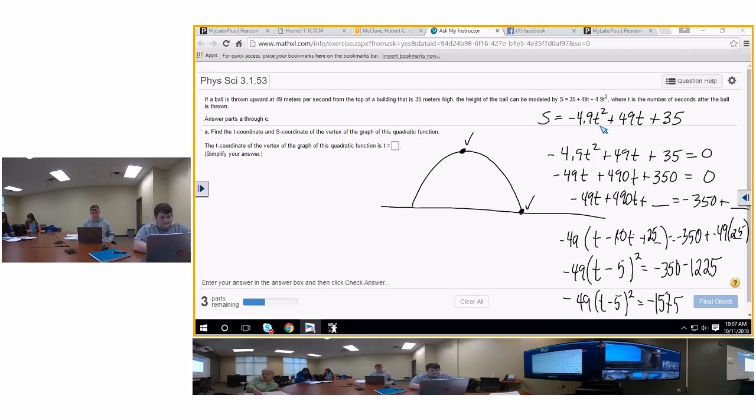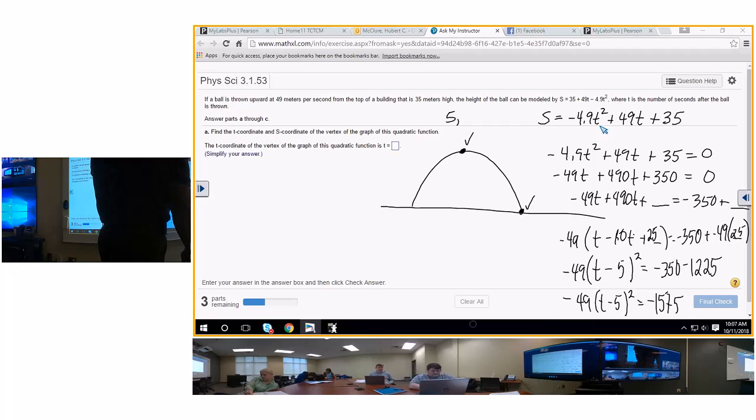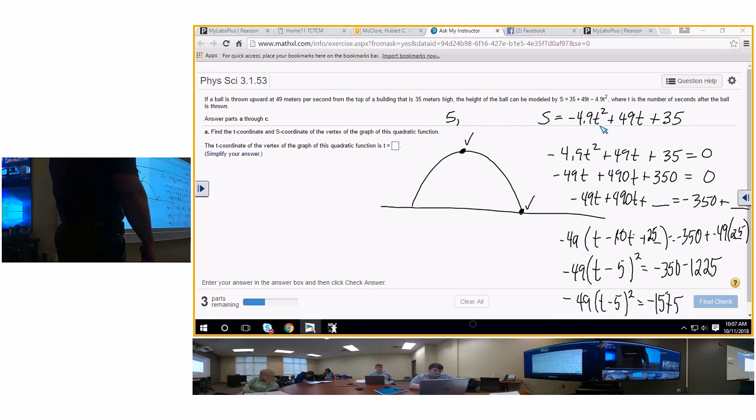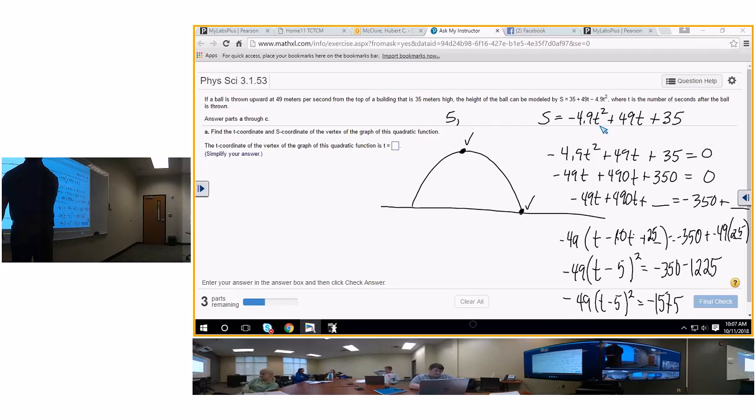So, what is our vertex? 5, comma, 1575, but it may be 157.5 since we multiplied by 10. Unless, since we did it before we started, let's just see what it comes out to be. Let me read the problem. If a ball is thrown up at 49 meters per second from the top of a building that is 35 meters high, 157.5. We'll check that.